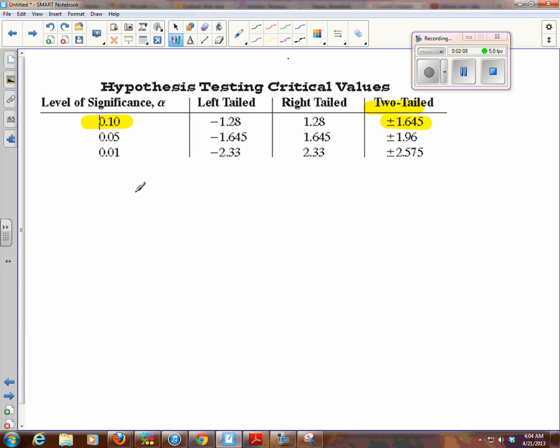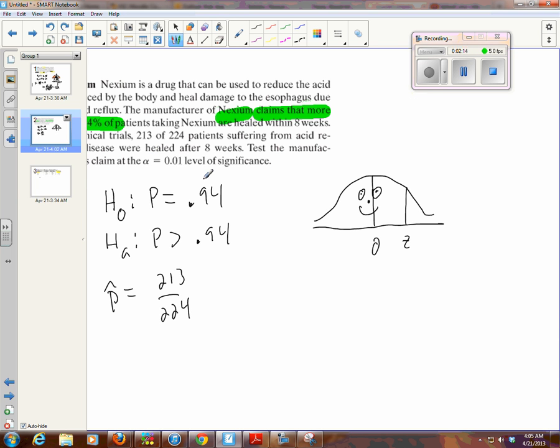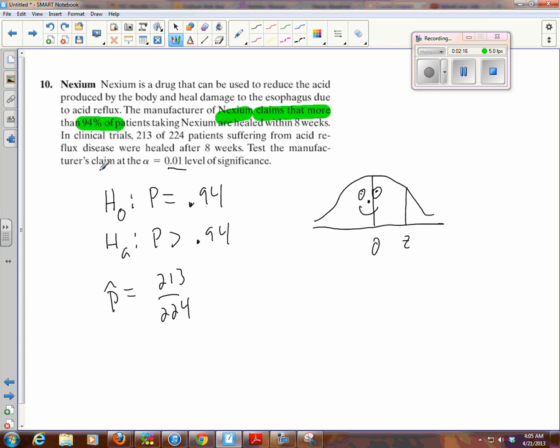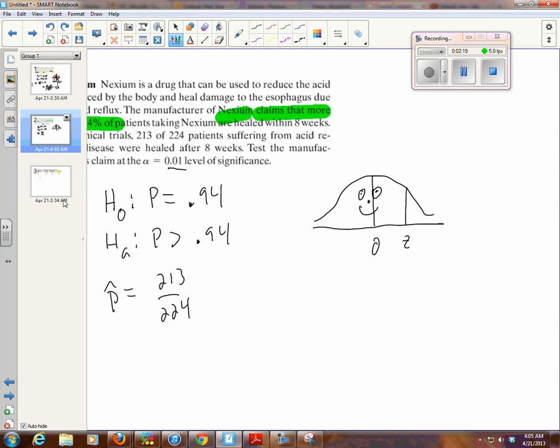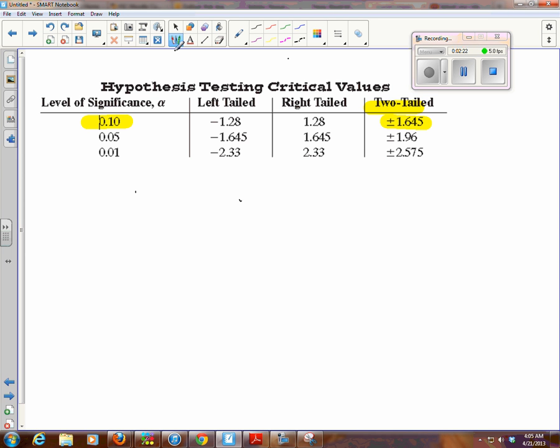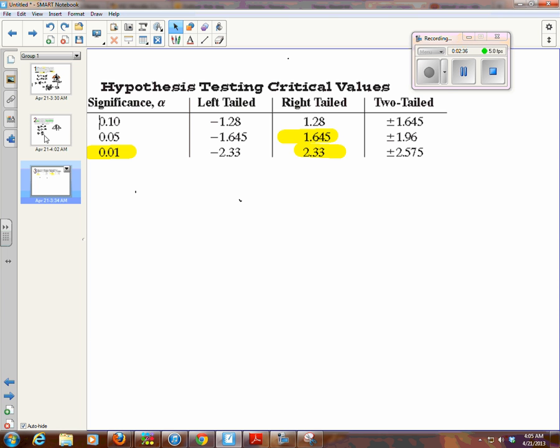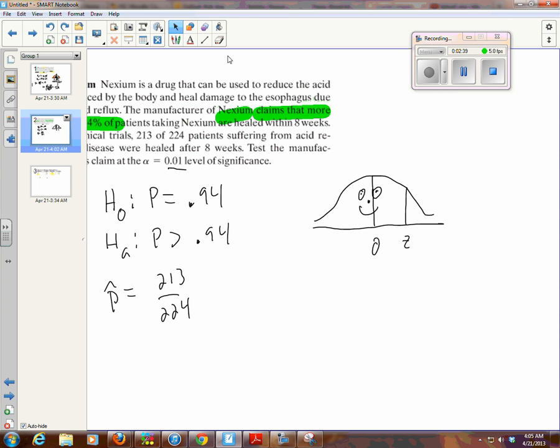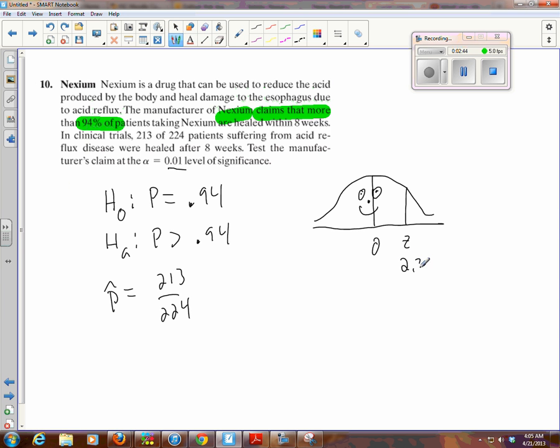Okay, so they're telling us to use what level of significance here? We're supposed to use the 1% level of significance. So if we use the 1% level of significance, we're in a right-tailed test, a one-tailed test. So we want to use 2.33 as our cutoff. So if our z-score is out beyond 2.33, then we can reject H0.